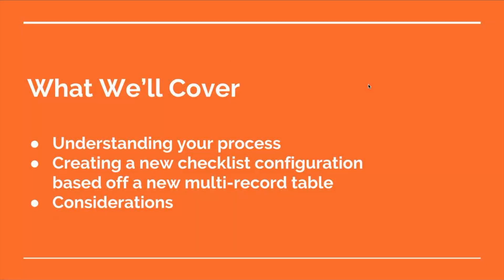So today we're going to talk a little bit about understanding the processes you would make a checklist for. And then I'm going to walk you through creating a new checklist configuration based off of a new multi-record table. And while we do that, we're also going to address some considerations that you should keep in mind, things that are a little bit different when you make multi-record checklists.